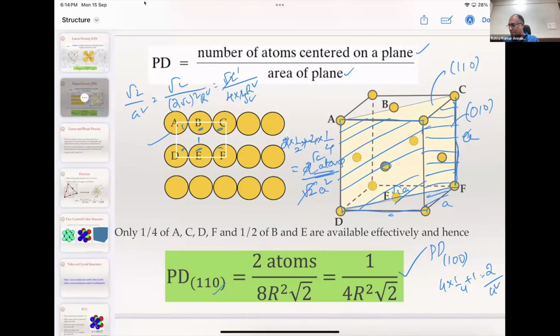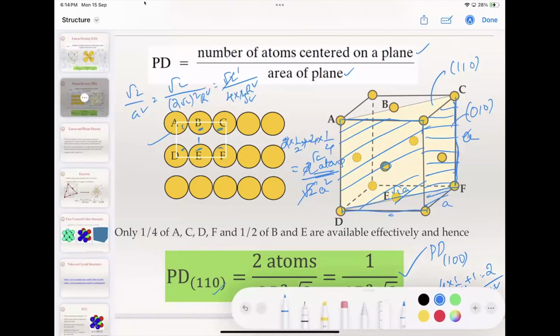Which one has higher density? 110 or 100? 110. Hmm? No, no, this one has less area than that one, so this has higher density. 110. Okay. Why 110? So 0 and 0, right? 010, sir. No, 110 only, no? He's comparing between 110 and 100.